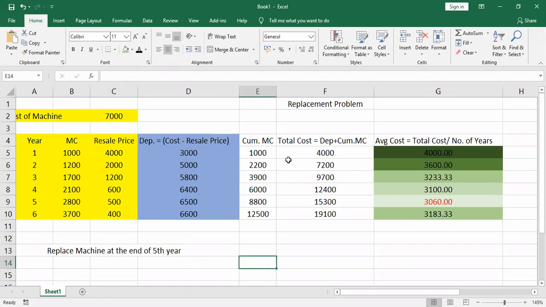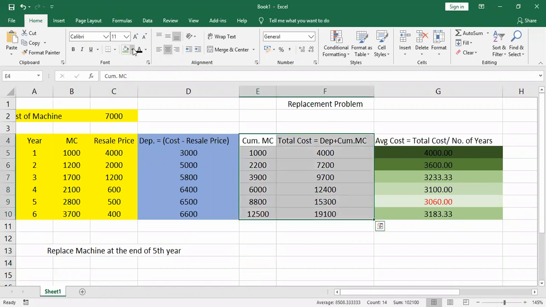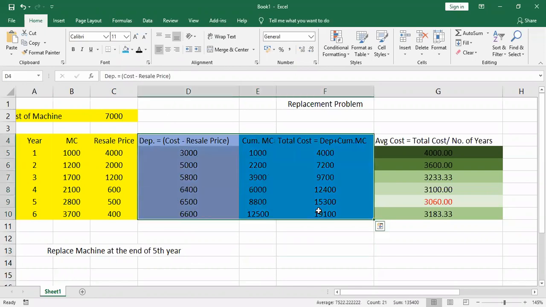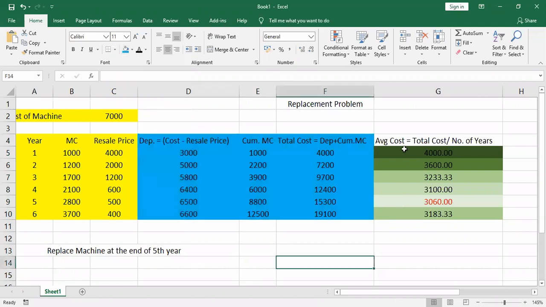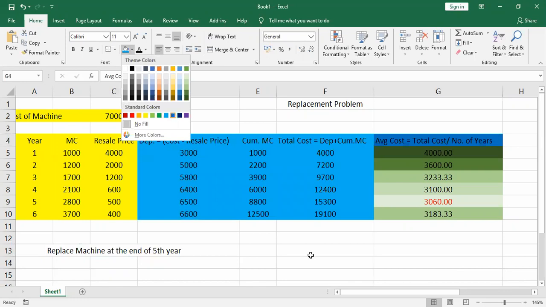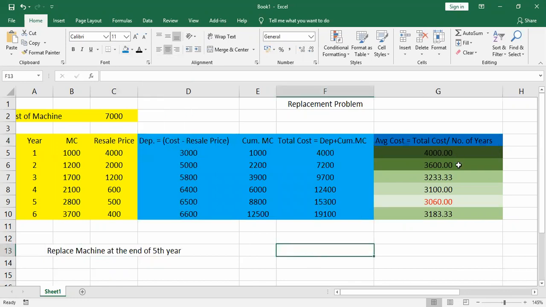So we will calculate all three columns ourselves, and this is the result. This is the outcome. And the average cost is going down. Where you find the average cost is minimum, that is your replacement period. I hope it is clear to everyone.